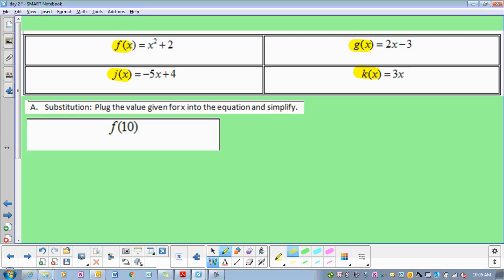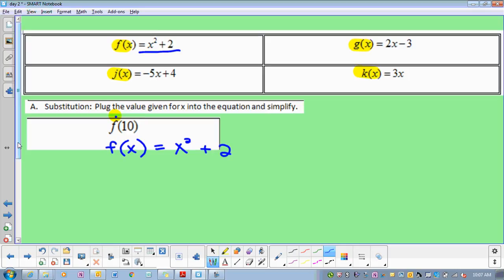So what we're going to do is we're going to look at the first example. It says f of 10, all right? We're not multiplying. We're plugging in, okay? So they're saying go get your f function, okay? And your f function is f of x equals x squared plus 2. Do you agree? Right? Do you agree?